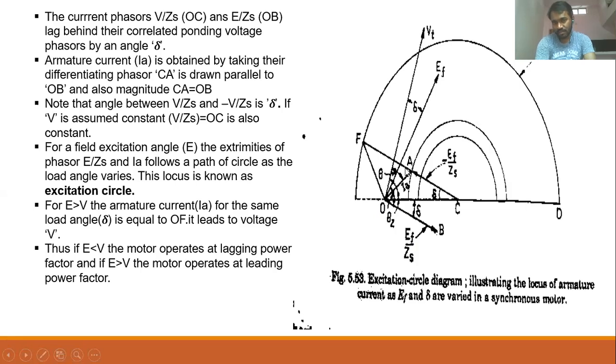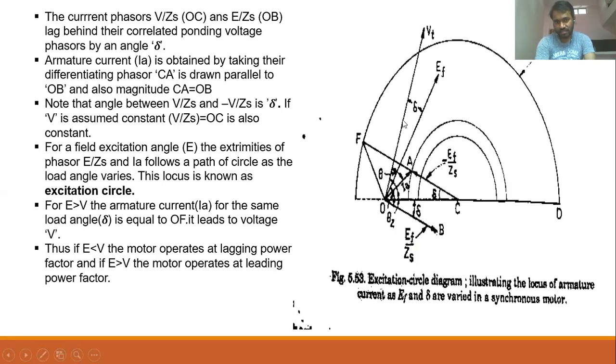We can even use the parallelogram method, where for two phasors the resultant is the square root of A square plus B square plus 2AB cos theta, and with this also we can get the same formula. I'm directly explaining the conclusion here. This OA phasor is the IA current, obtained by the phasor difference of V by ZS minus E by ZS.